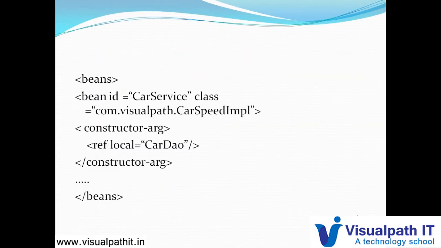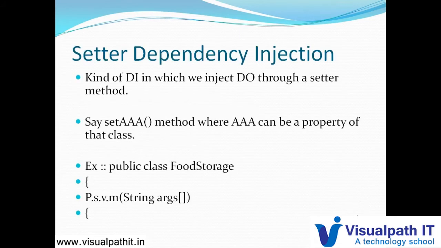This is defined in the configuration file as well. We have com.visualpath.car speed IMPL, where the car DAO will be a constructor argument. So the car service bean is configured for constructor injection using the constructor argument tag, which takes car DAO as the constructor argument to manage the instance of the car service. That is very important. Next is the setter dependency injection. This is a type of dependency injection in which we inject the dependency object through a setter method.